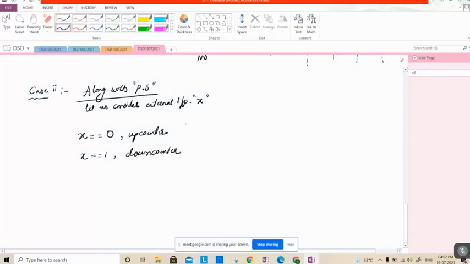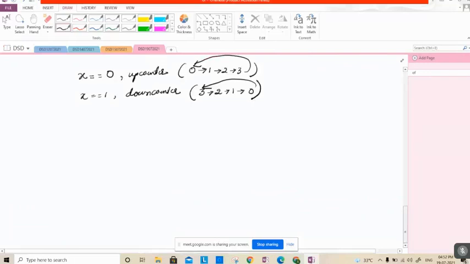Now up counter in the sense the sequence is 0, 1, 2, 3, and from 3 to 0. This is my sequence. And if it is a down counter, what will be my sequence? 3, 2, 1, 0, and after that again 3. So this is what should happen. Now the state diagram will be given in this way.